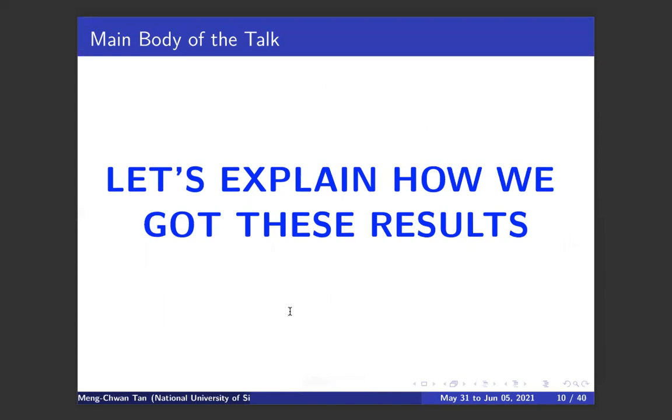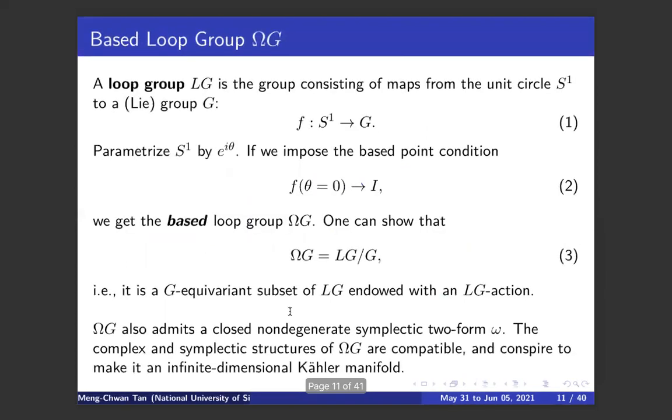Okay, let's explain how we got these results. Just some math details. A loop group LG is the group consisting of maps from the unit circle S1 to a Lie group. So we parameterize S1 by e^{iθ}, maybe 0 to 2π going in a circle. If we impose the base point condition, where at θ equals 0 it maps to the identity of the group, then we get the base loop group, ΩG.